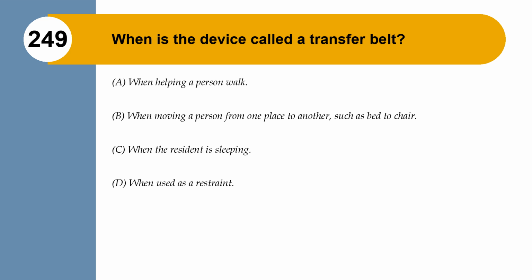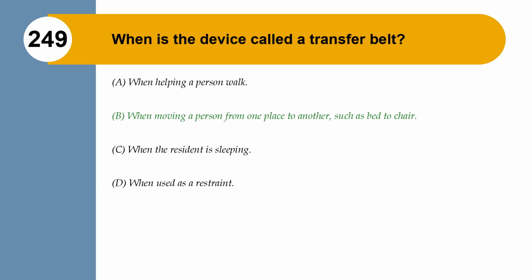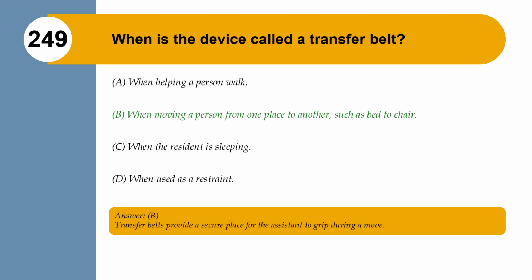Question 249. When is the device called a transfer belt? Option A, when helping a person walk. Option B, when moving a person from one place to another, such as bed to chair. Option C, when the resident is sleeping. Option D, when used as a restraint. The correct answer is option B, when moving a person from one place to another, such as bed to chair. Explanation. Transfer belts provide a secure place for the assistant to grip during a move.